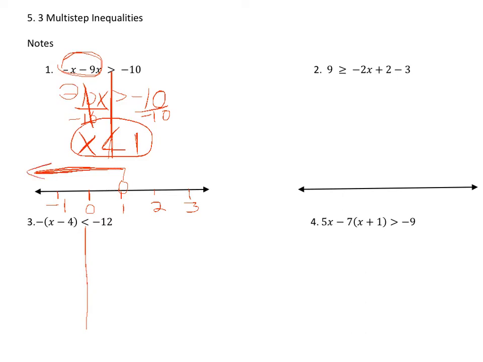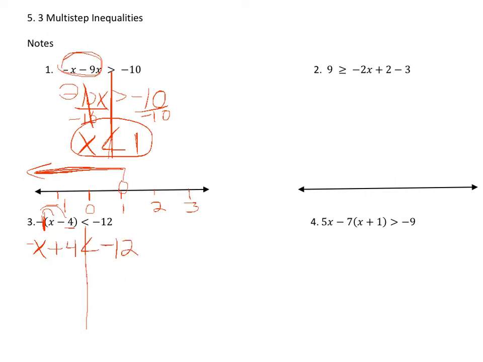Okay, alright, for number 3, we see we have parentheses. So we're going to have to get rid of those parentheses. We're going to have to distribute. There's no number with this negative, so remember this is assumed to be negative 1. So let's distribute that negative 1. Negative 1 times x is negative x. And then negative 1 times a negative 4, you're multiplying two negatives, so that becomes plus 4. And then it's less than negative 12.